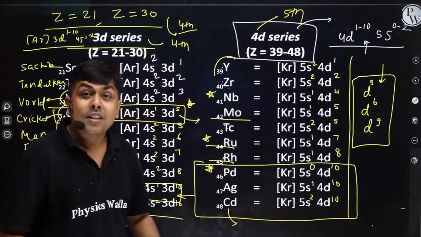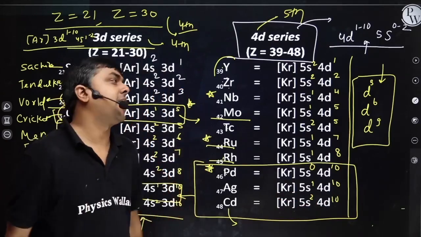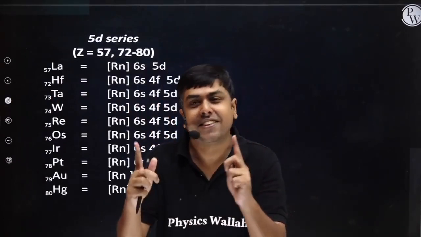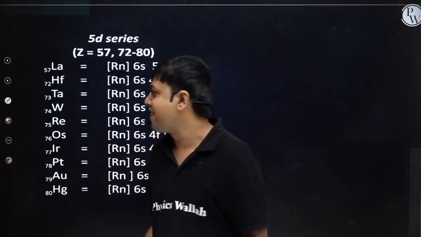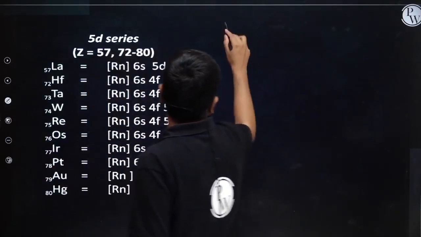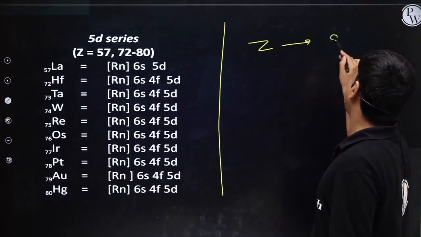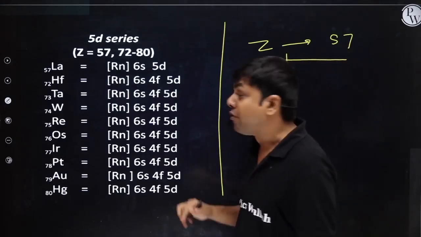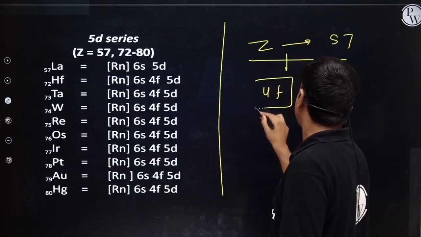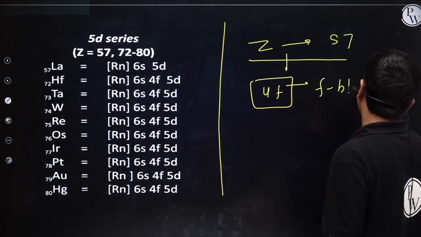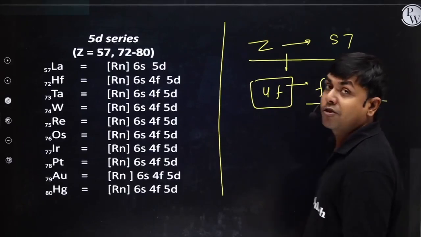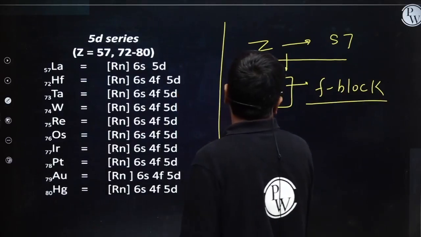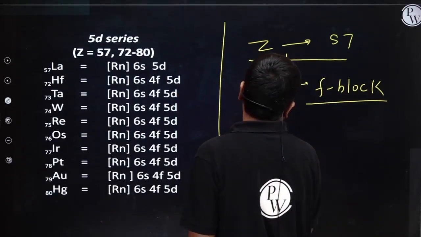Now, let's move to the next series, and that is the 5d series. Now, let's start our discussion on this 5d series. It starts with atomic number 57. Just after this element, we will have our 4f series, that is the f block elements. The f block elements will be filled first, and basically the electrons will enter the 4f subshell, and then we'll have once again our 5d series.